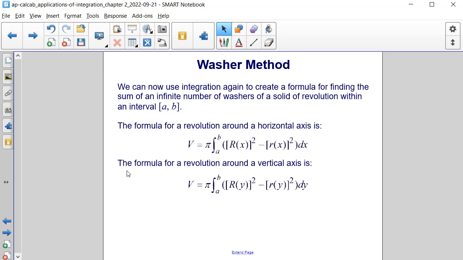The formula for a revolution around a vertical axis is going to be very similar, but instead of capital R of x squared minus little r of x squared with respect to x, we're going to have capital R of y squared minus lowercase r of y squared.